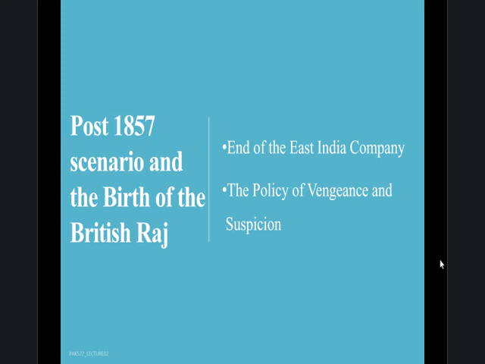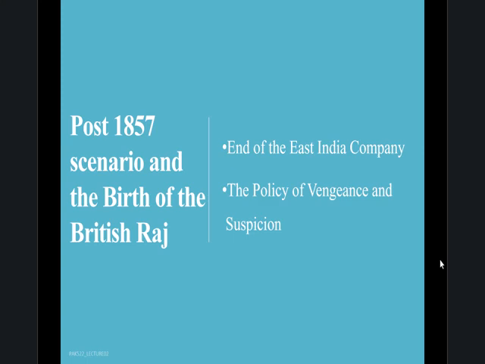Dear students, the failure of the War of Independence had catastrophic consequences, especially for Muslims of India. For example, it was the end of the East India Company. The British government realized that the company's rule was a failure. In 1858, the British Crown took direct control of India, an era known as the British Raj. Queen Victoria was declared Empress of India.